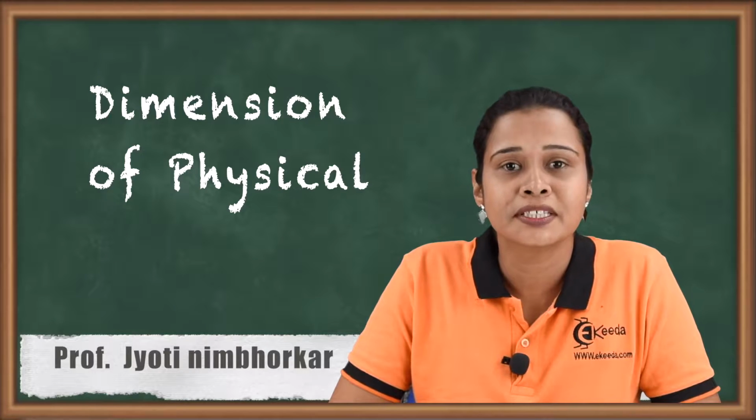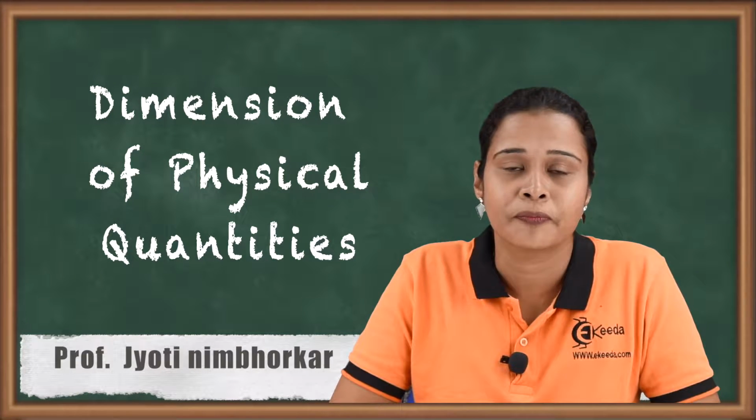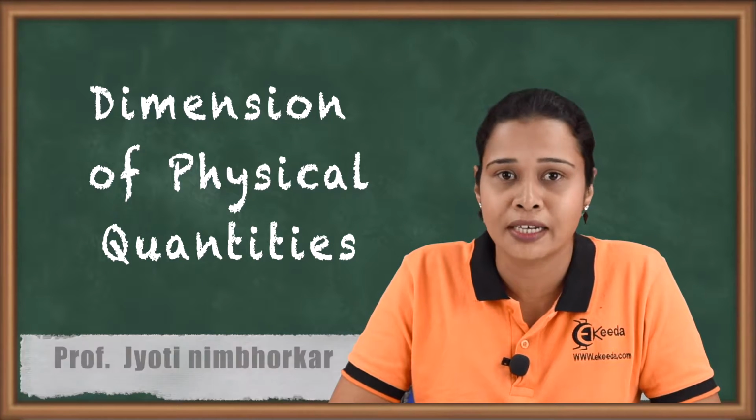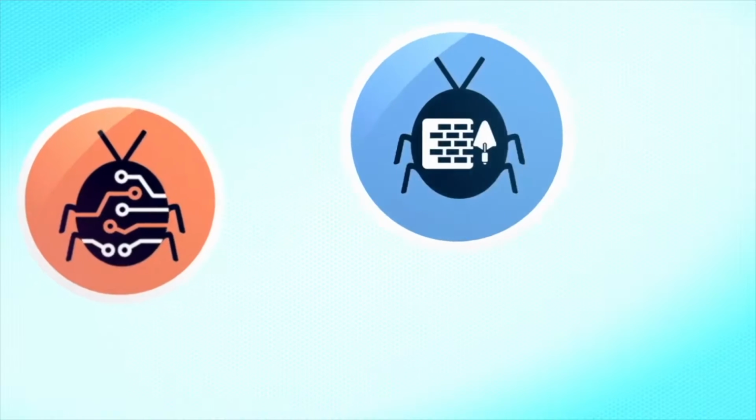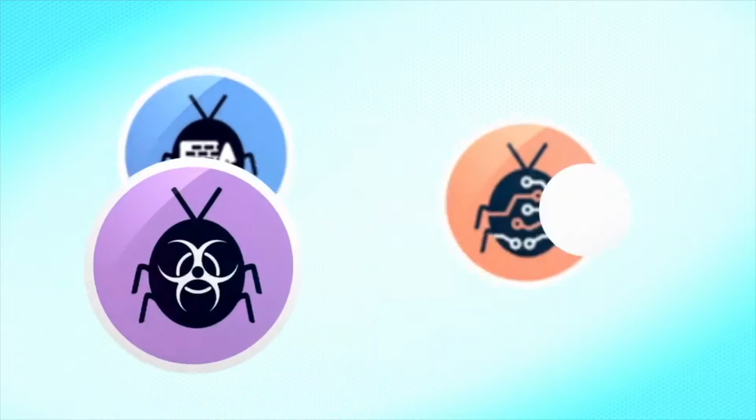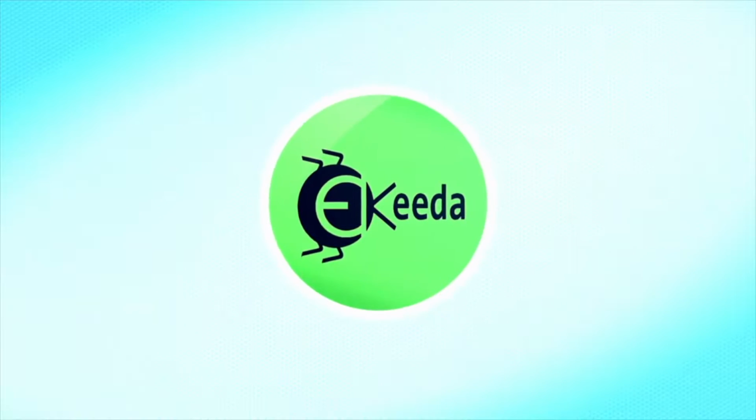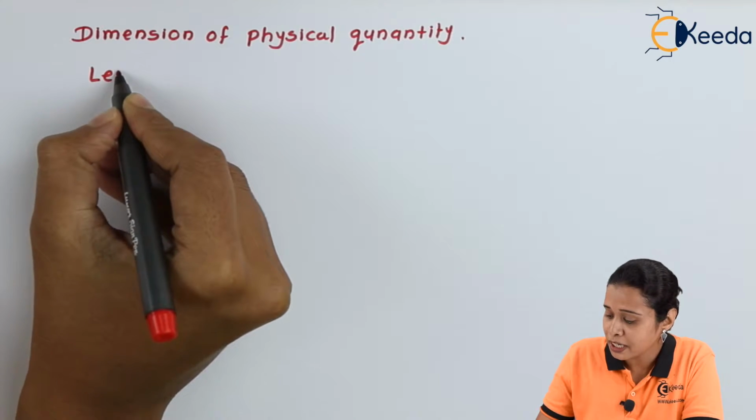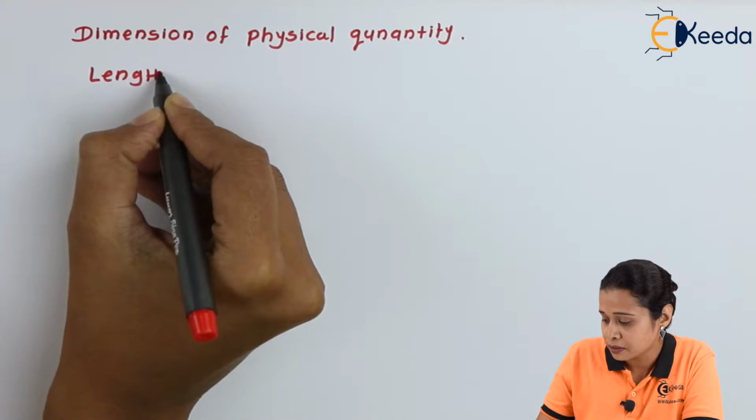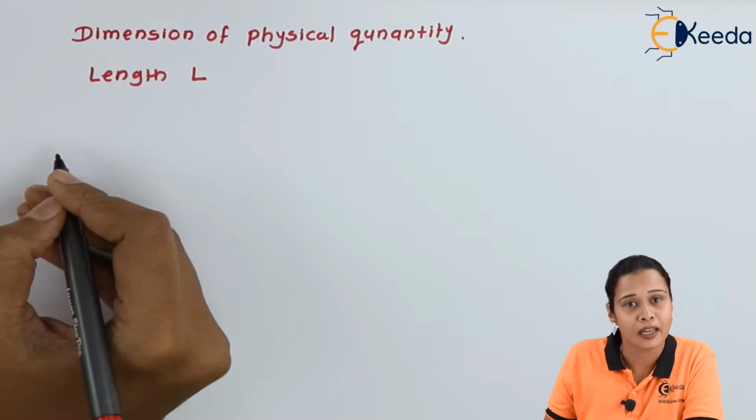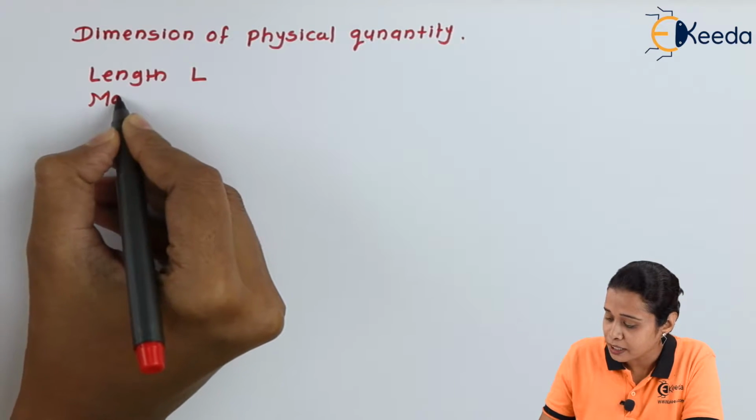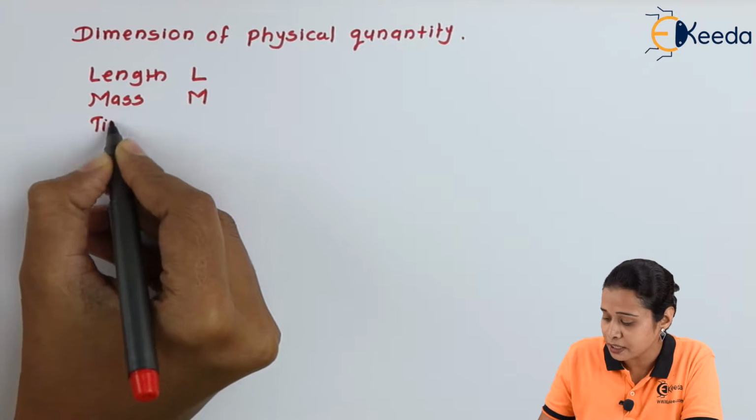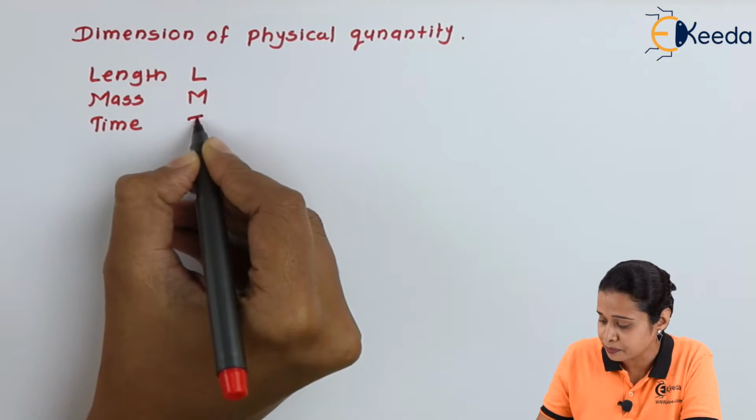Hello friends, today we will see dimensions of physical quantity. In mechanics, generally basic three quantities are length, mass and time. So here length can be expressed in terms of capital L. Mass is expressed in terms of capital M and time is expressed in terms of capital T.